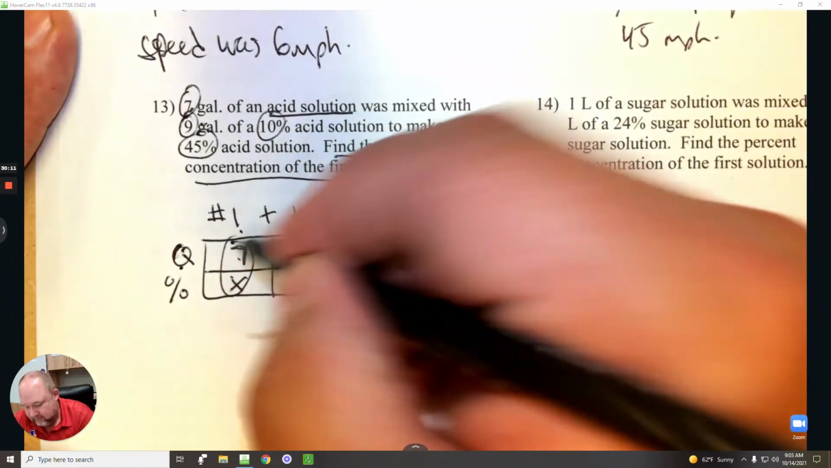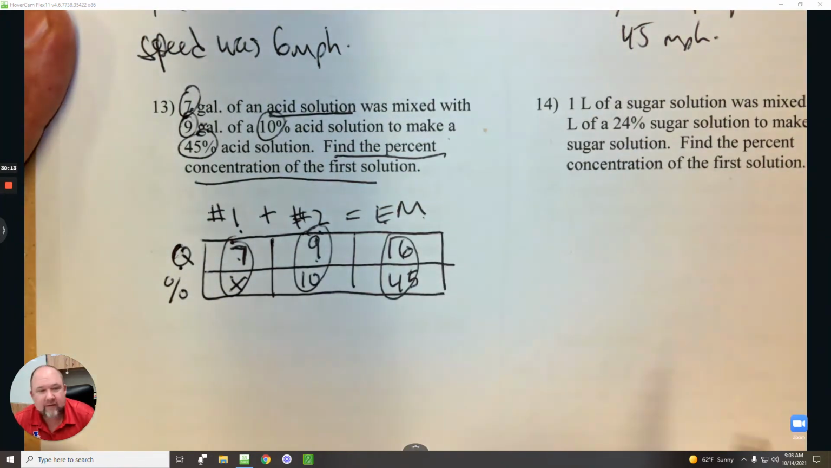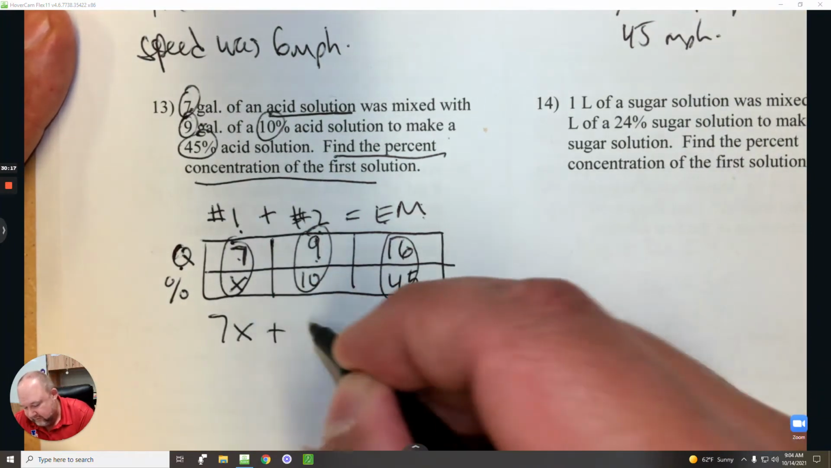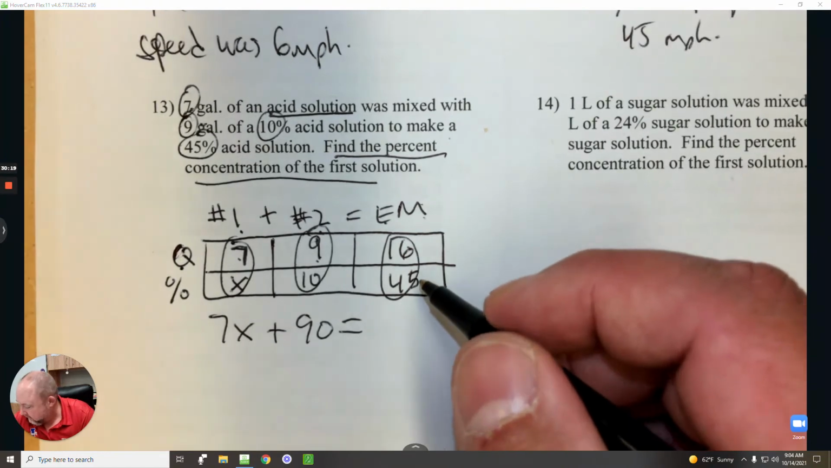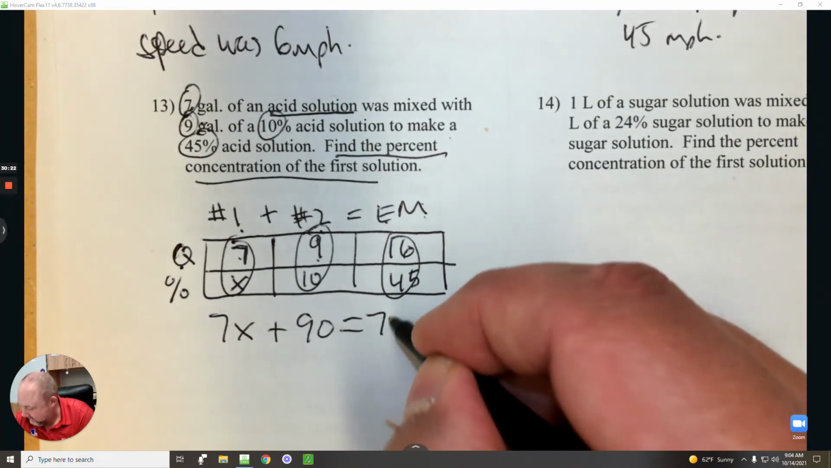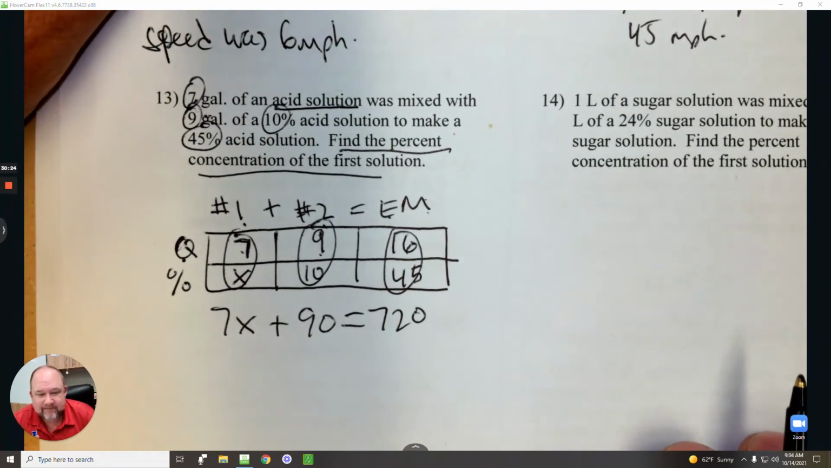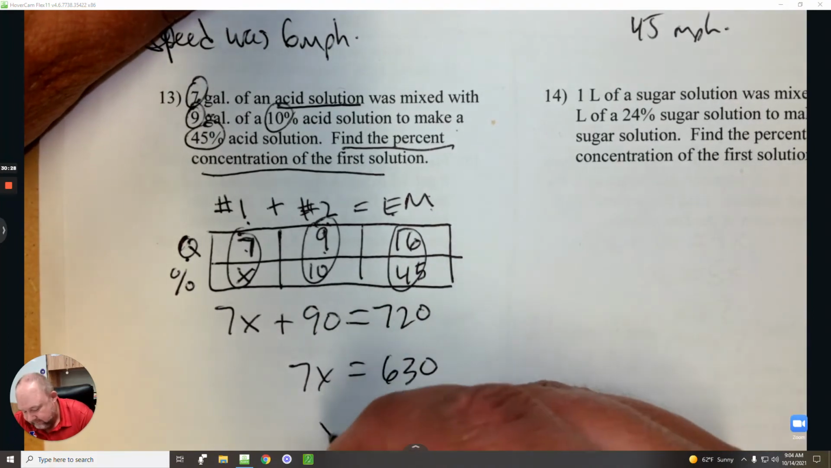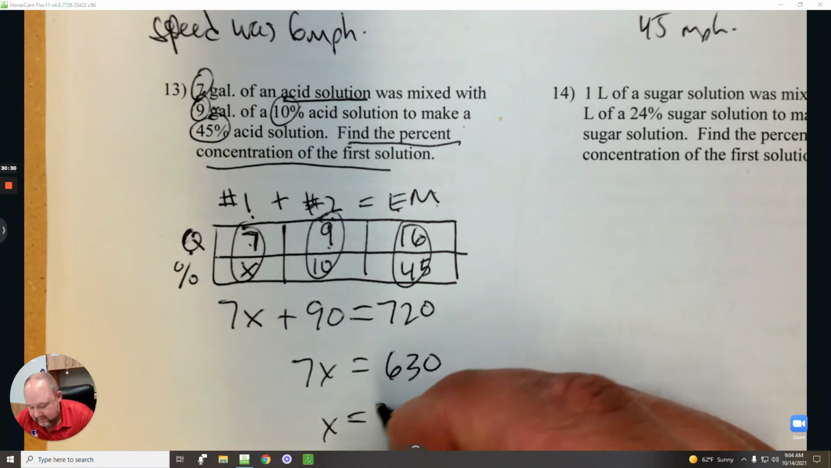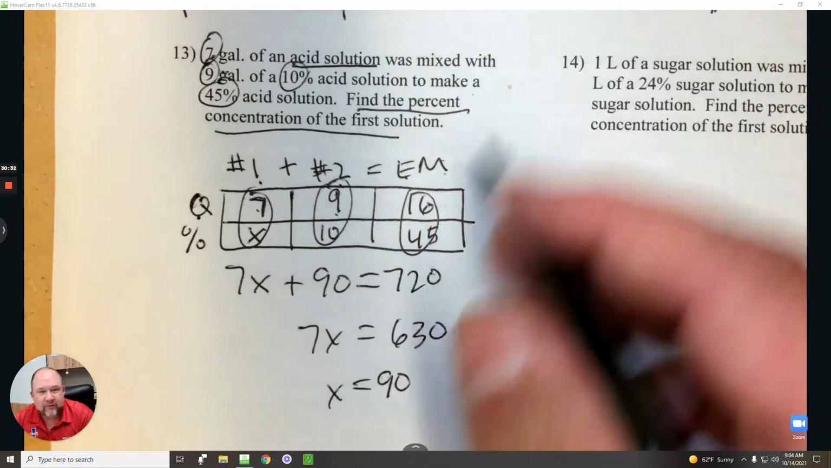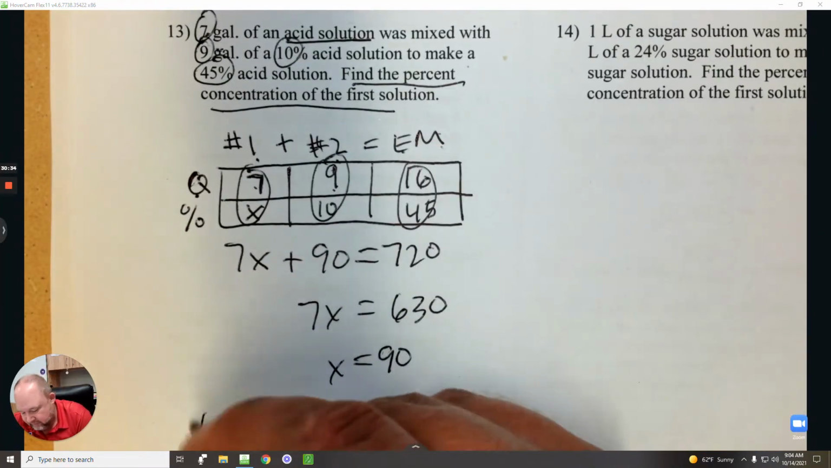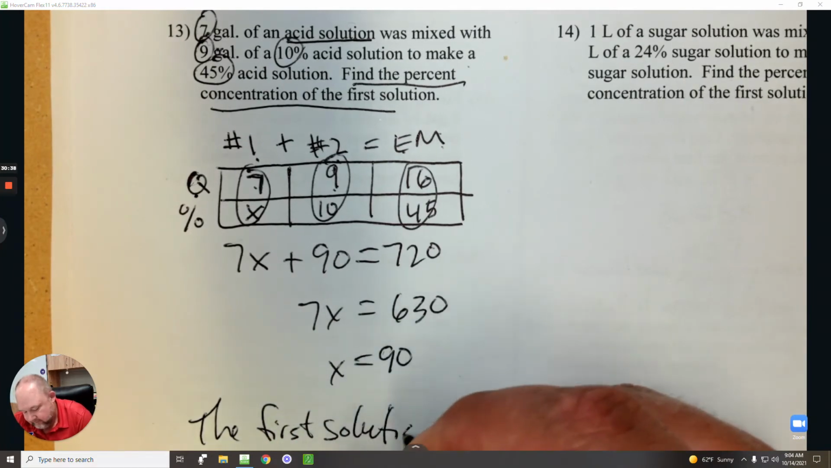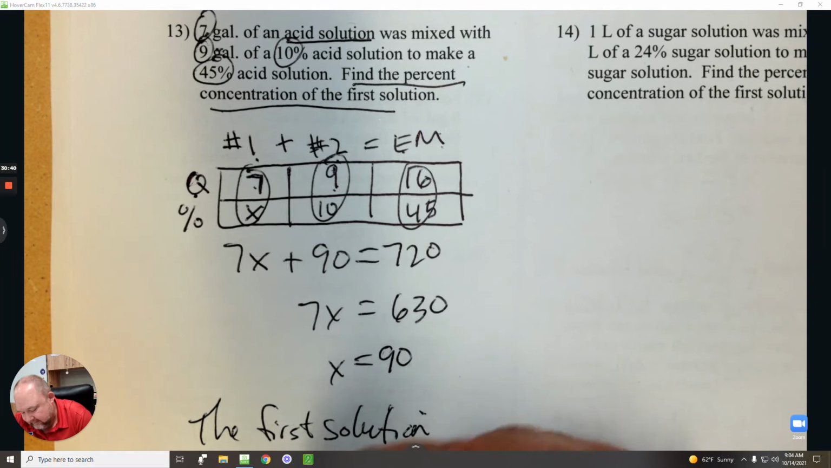So I'm going to multiply the columns and then solve the equation. So that's 7x plus 90 is equal to, if you multiply, 720. And then solve that. So we're going to subtract 90. Divide by 7 and get our answer. So the question was find the percent concentration of the first. So the first solution was 90% acid.